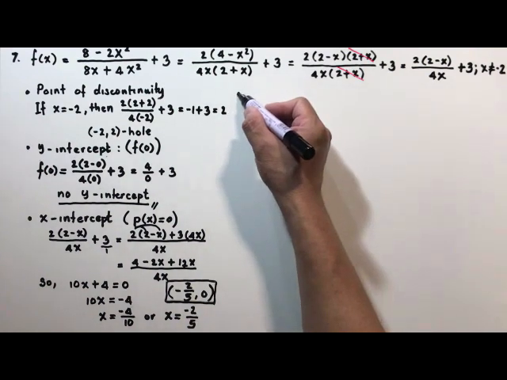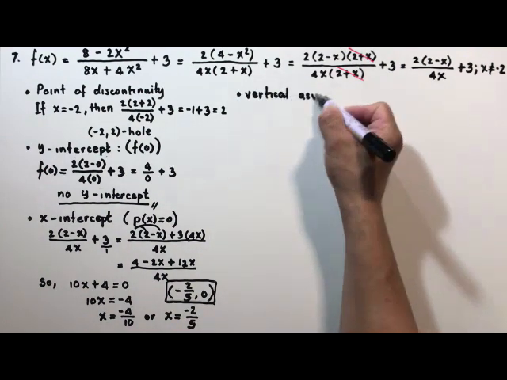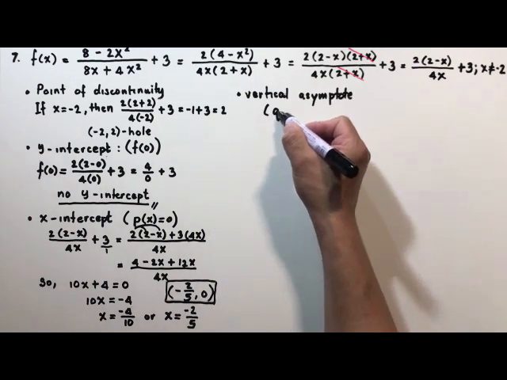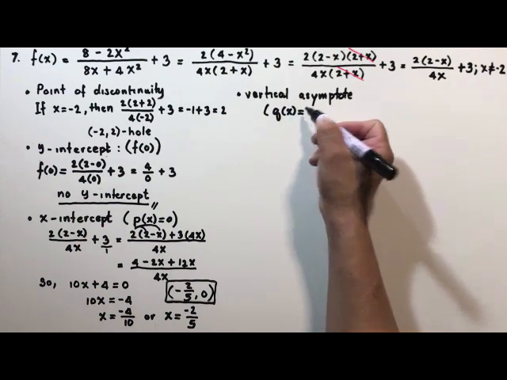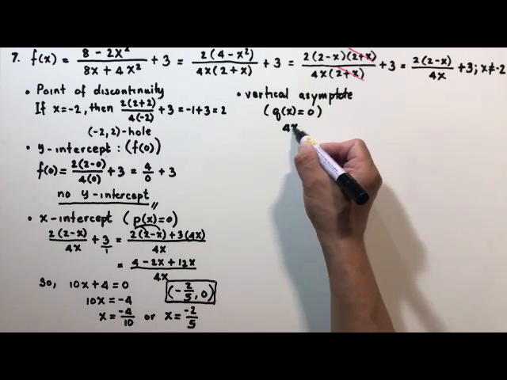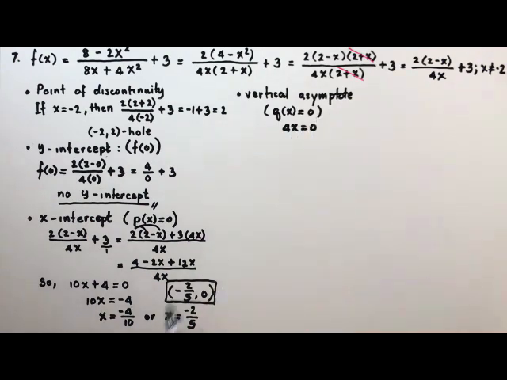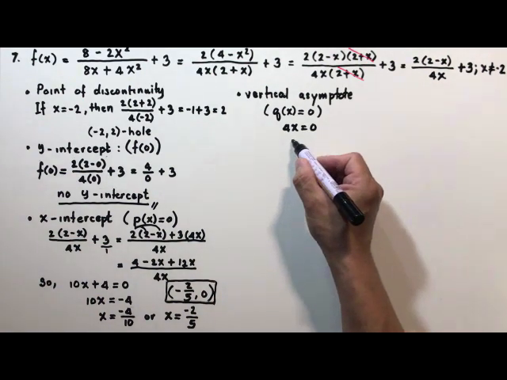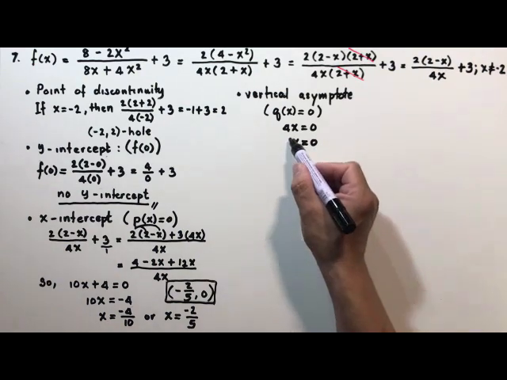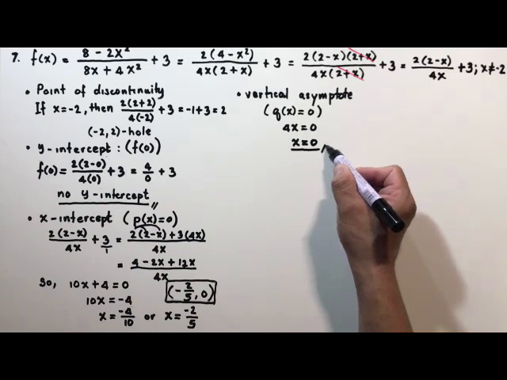Now let's proceed to our vertical asymptote here. Our vertical asymptote can be obtained when you set the denominator equal to 0. So our denominator, as you can see, is 4x. So 4x is equal to 0. That's our denominator here. So dividing both sides of the equation by 4, we have x is equal to 0. So this is our vertical asymptote here.